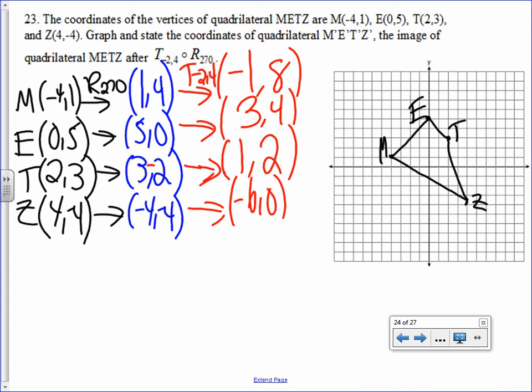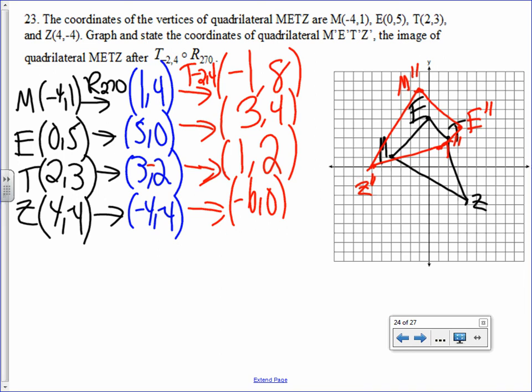So now I'm going to plot those. -1, +8 is M double prime. 3, 4 is E double prime. 1, 2 is T double prime. And -6, 0 is Z double prime. Connect them. It should look correct. It should look like a rotation and a translation. Looks good to me.